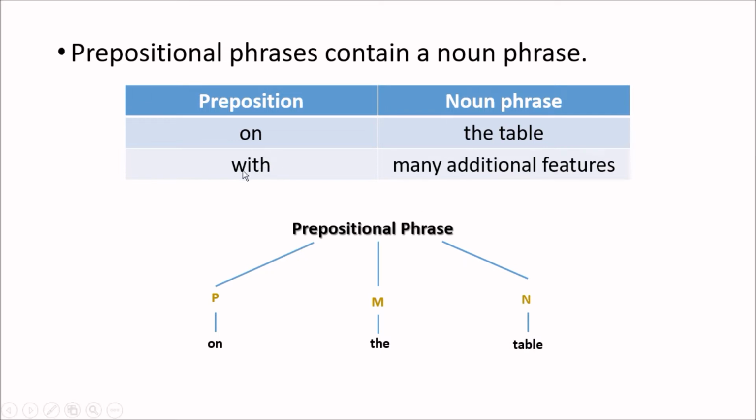In the same case of with many additional features, with will be your preposition, many will be your determiner, additional will be your modifier, it's an adjective, right? And features will be your noun. So this is pretty much the main structure of prepositional phrases. Preposition, you can have a determiner and a noun, or you can have determiner, modifier, noun.